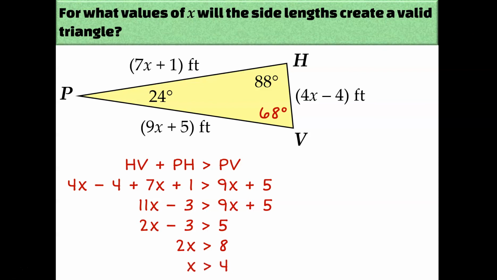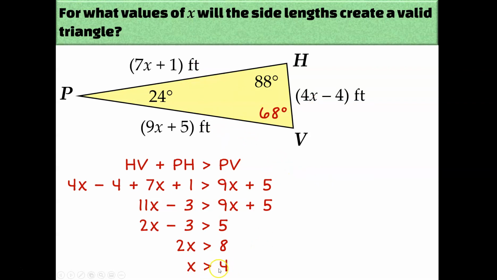And we end up with an answer of x is greater than 4, which means any value for x greater than 4, you could plug it in and find a valid triangle, or vice versa, any value of x that's less than 4 would not make a valid triangle. Let me show you what I mean by picking a number.